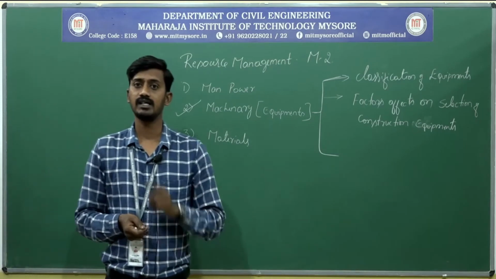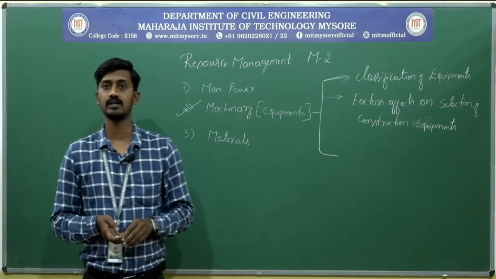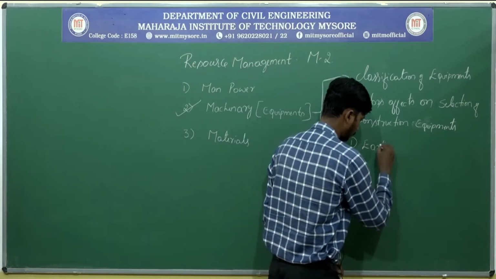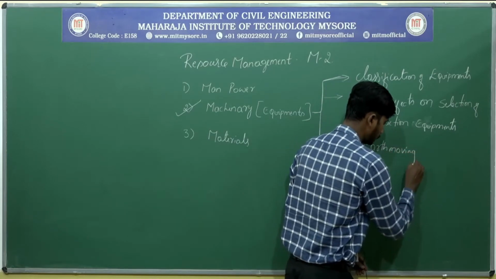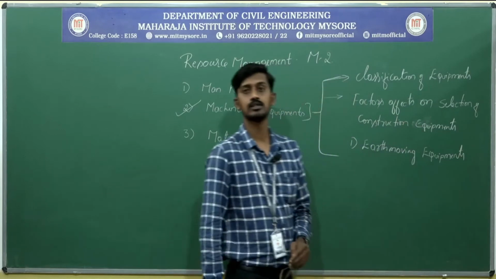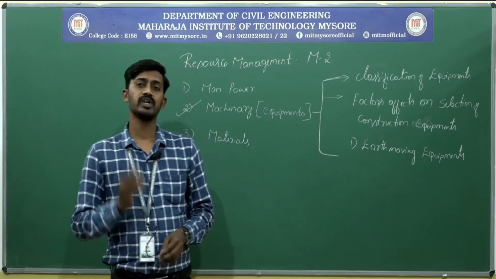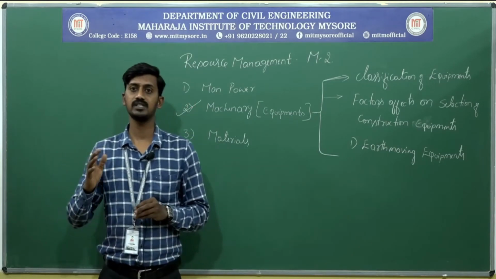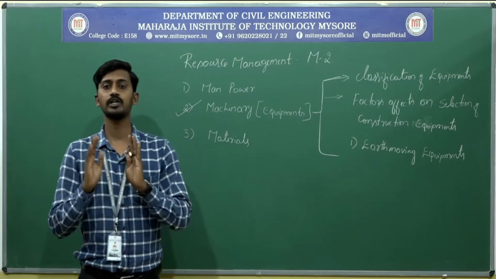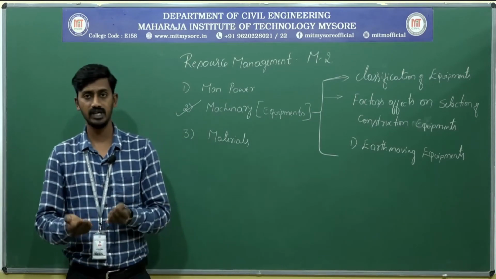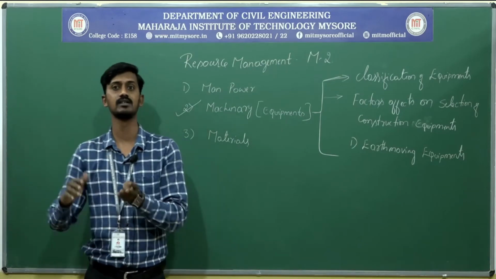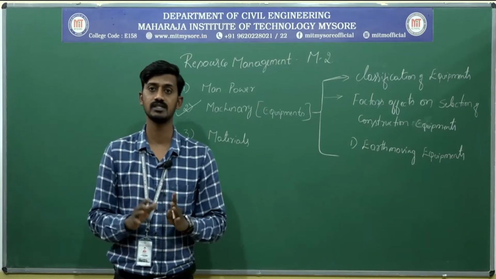Now, under the classification of construction equipment, number one is earth moving equipments. Earth moving equipments means what? Equipment, which we can consider as machinery, that is related to the movement of earth. It might be excavation, or the excavated soil has to be lifted up and transported to the next site where the soil has to be dumped, where it is not necessary for this type of work.